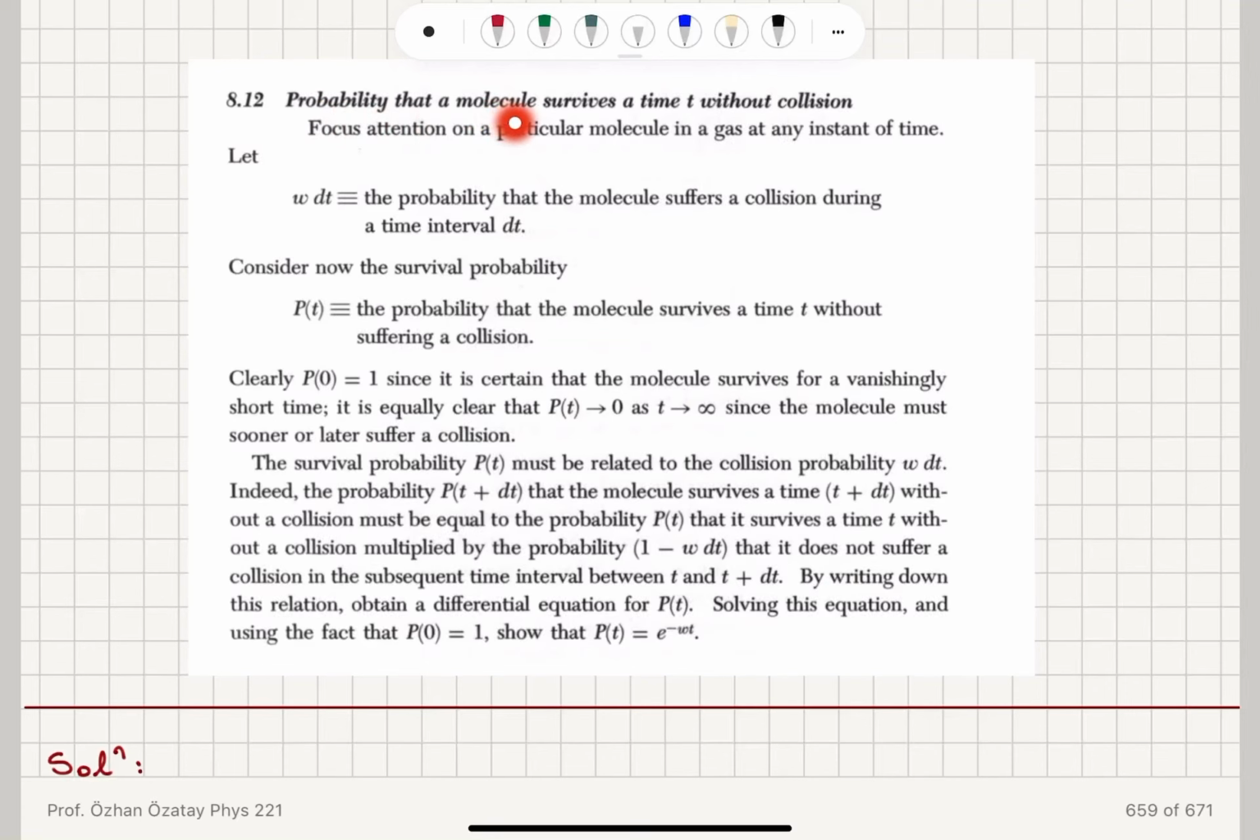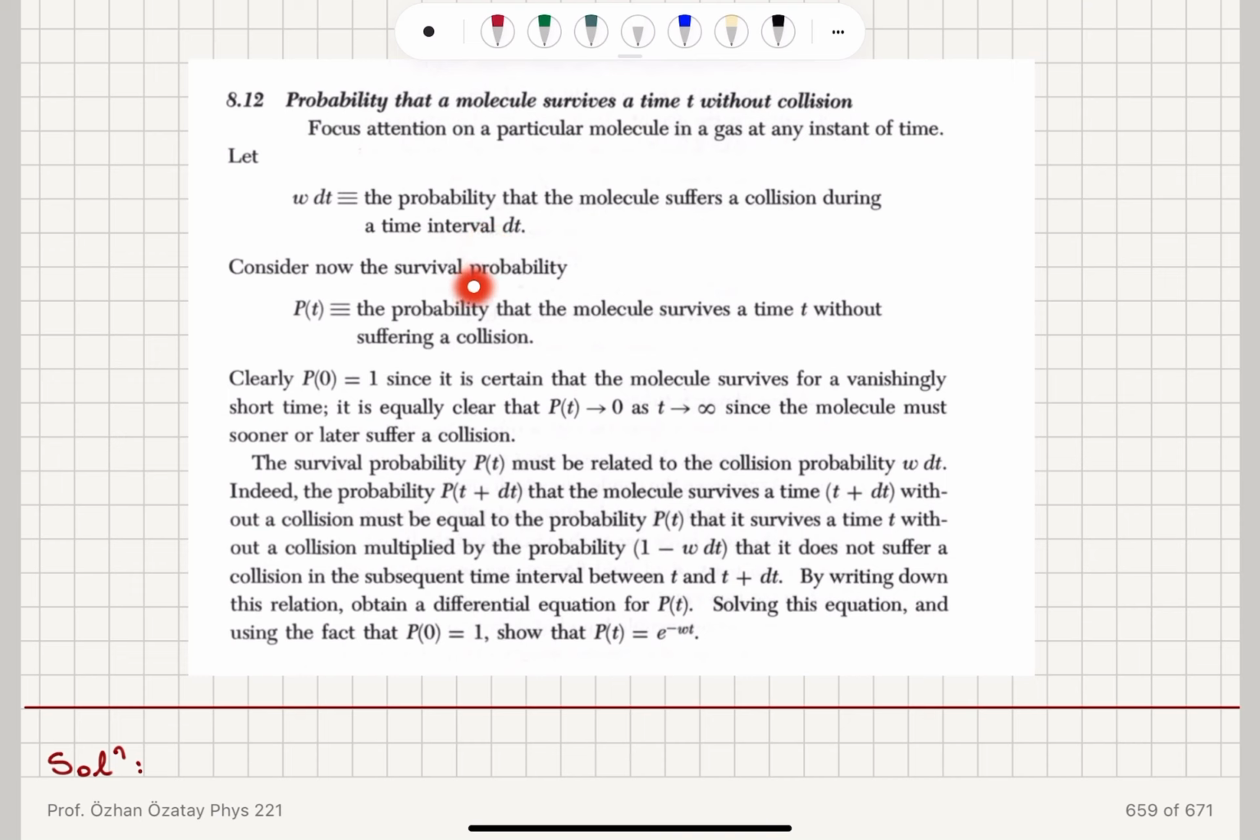Probability that a molecule survives a time t without collision. Focus attention on a particular molecule in a gas at any instant of time. Let ω dt be the probability that the molecule suffers a collision during a time interval dt.